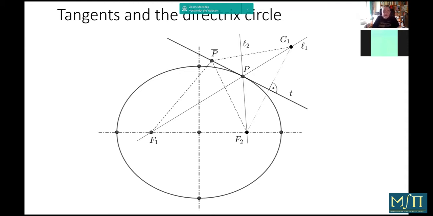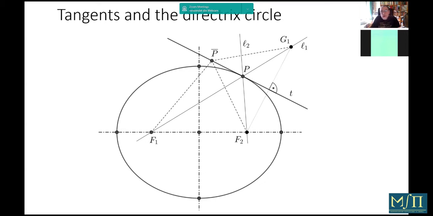Now, the question is, how can we construct such a tangent? It turns out that the tangent is simply the angle bisector of the two lines joining the point P with the two foci F1 and F2. And of the two angle bisectors, it's the one that does not intersect the line segment between F1 and F2. The one that does intersect the line segment between F1 and F2 would, of course, be the line perpendicular to the curve in P.